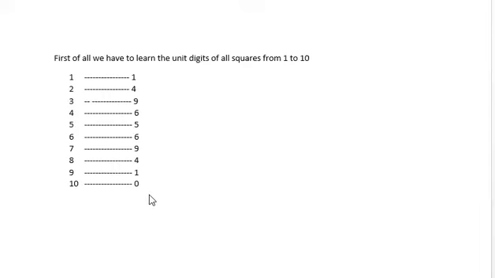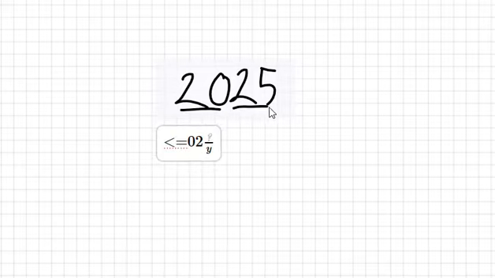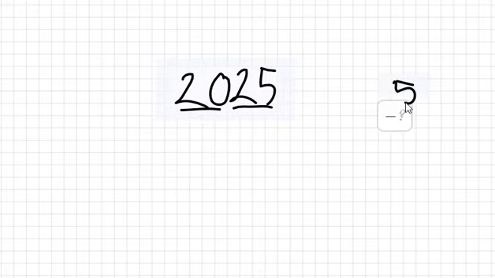Now let us take one particular example for finding the square root of a given number. I have taken 2025 as the number, and we will find its square root. First, divide the number into one pair of the first two digits and another pair of the last two digits. You can see that the unit digit of this number is 5.